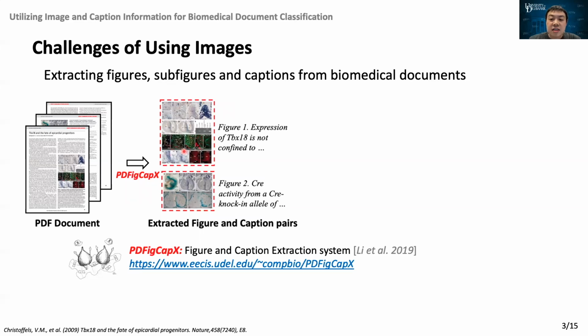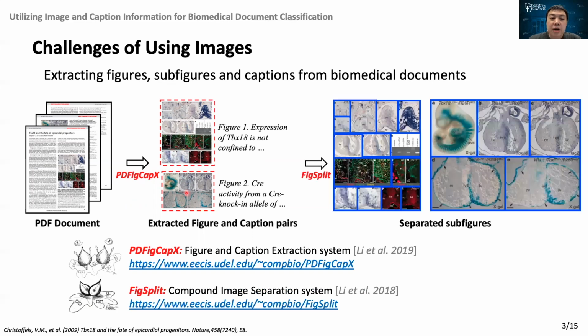Another challenge toward utilizing figures is the abundance of compound images consisting of multiple types of panels. To use the image information from each individual panel, we use the compound image separation system, FigSplit, that was developed by our group as well for separating compound images into their constituent panels. Both of our systems are publicly available online for use.